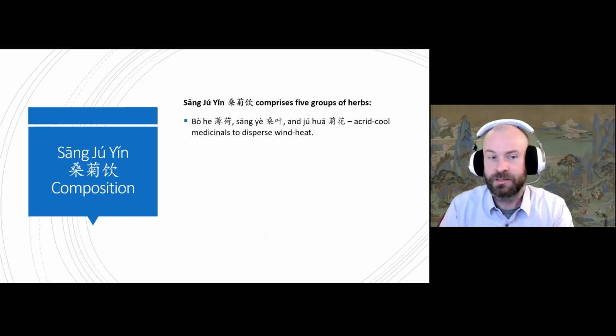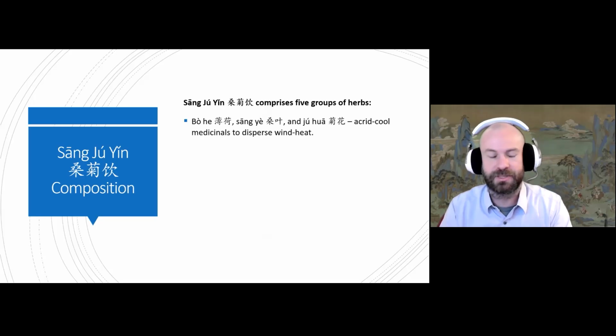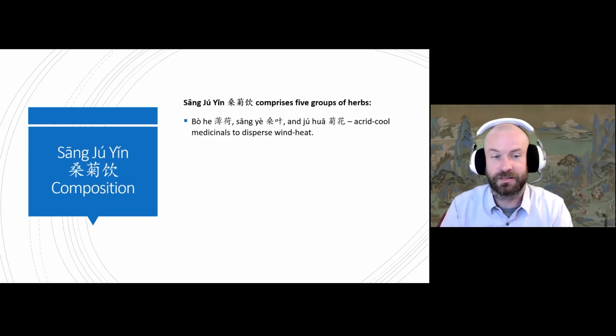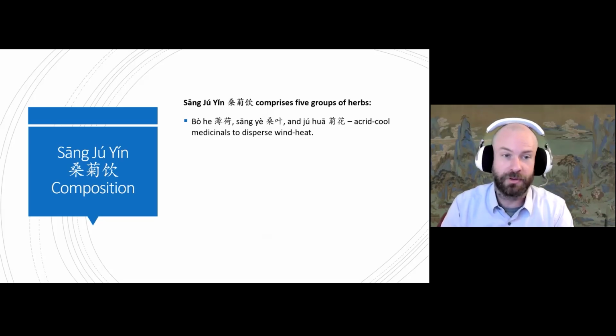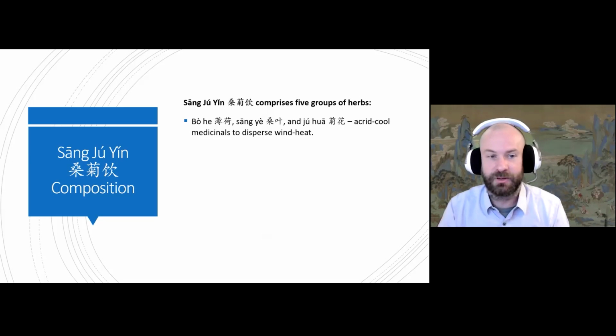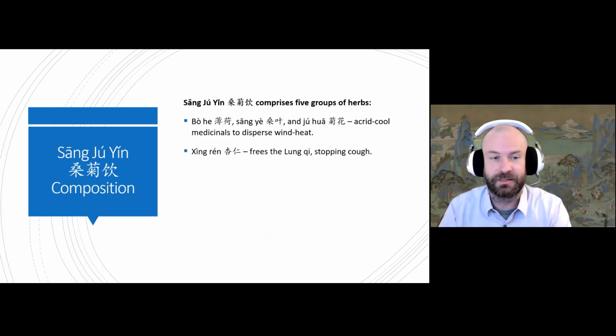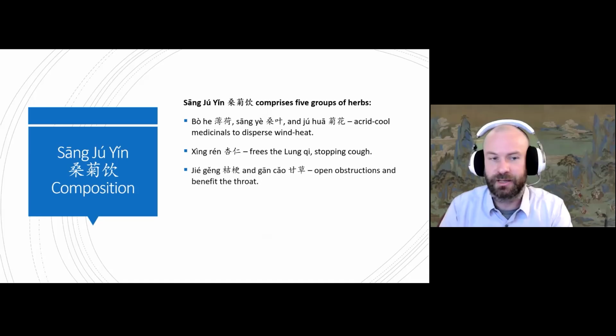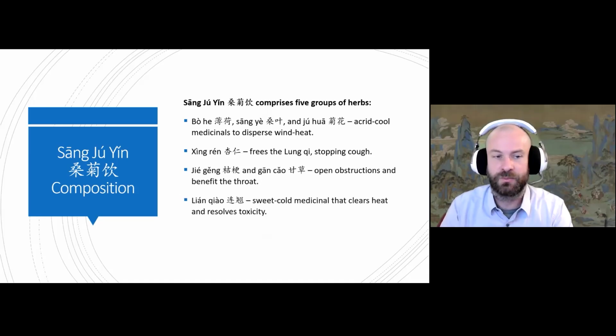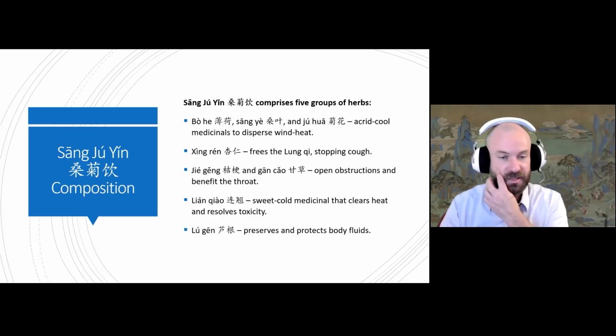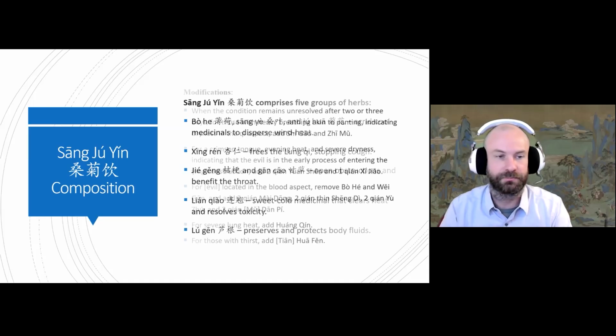So Sangju Yin, Zheng Wenxuan argues that like he broke down Yinqiao San, he breaks down Sangju Yin, where he says that the five groups of herbs: Bohe, Sangye, Juhua, which are acrid, cool medicinals to disperse wind heat. Xingren, which frees lung qi and stops cough. Jiegeng and Gancao to open obstructions and benefit the throat. Lianqiao, a bitter cold medicinal that clears heat and resolves toxicity. And Lugen, which preserves and protects body fluids, used in much the same way as in Yinqiao San.